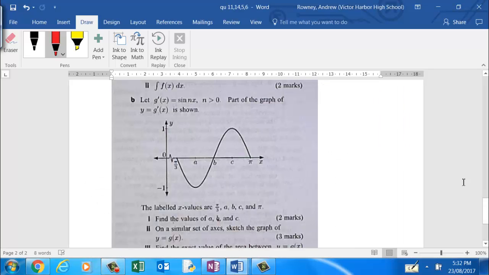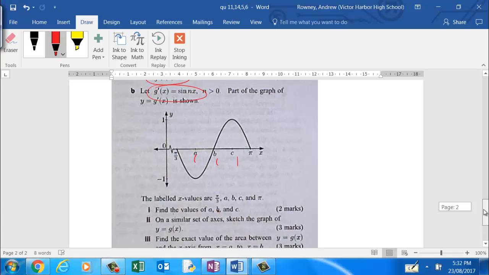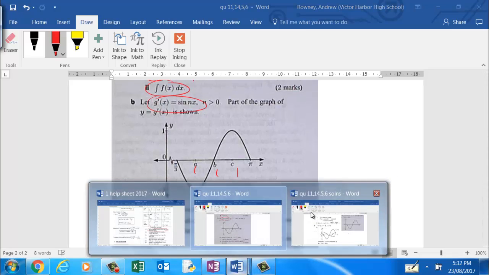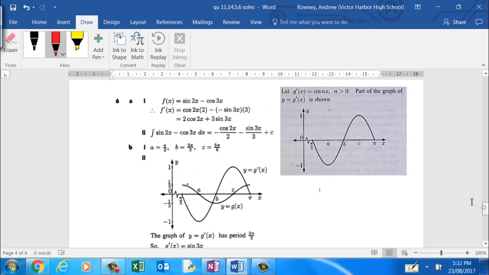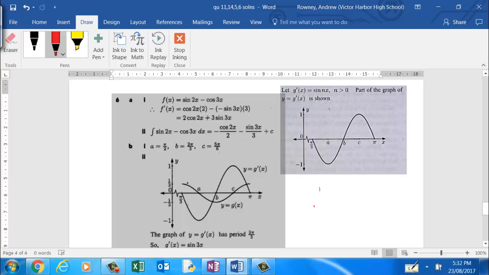Now 6, we've got this function here, and we want to get the derivative and the integral. That's pretty straightforward. Part B, we're given the derivative function, a different derivative function, and we want to find A, B and C. Okay, so we'll do that one. You can see A is straightforward, where we've got just the derivative done there and the integral done there.